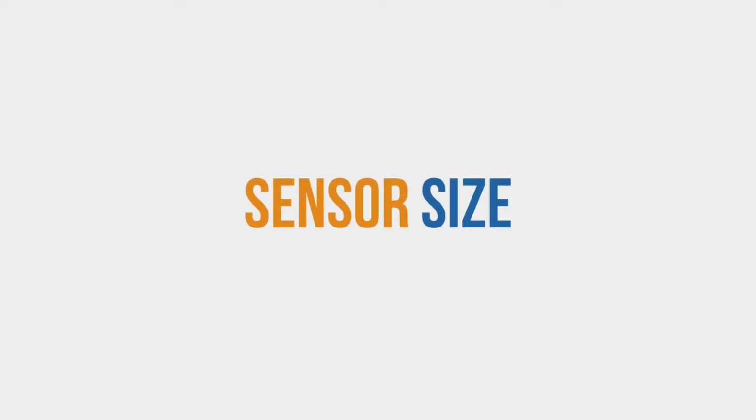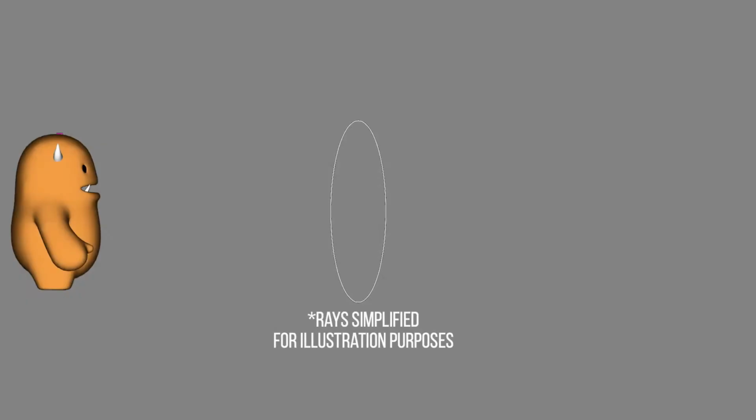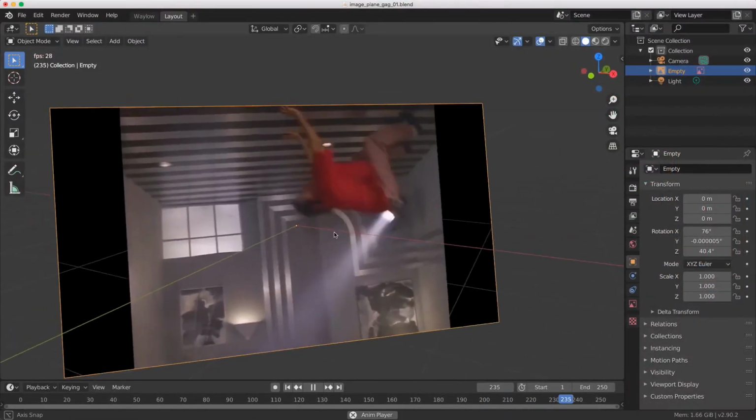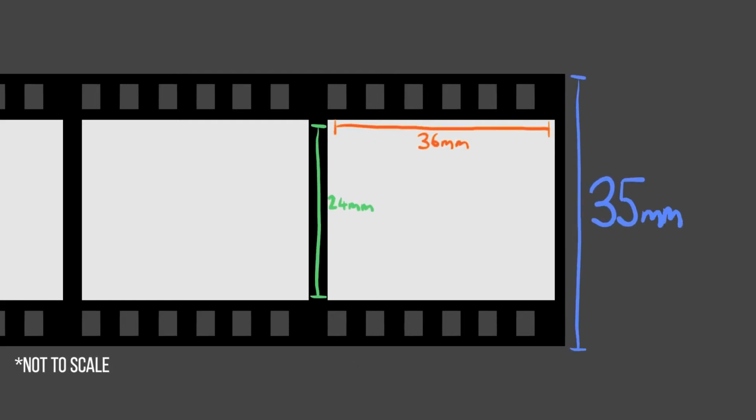Now, the sensor size is only something you need to worry about if you're trying to emulate a specific physical camera, but let me explain how it works. In a camera, the image is projected onto the sensor, which is also called an image plane, which is a different type of image plane than you're used to in 3D. Now, the default sensor size is based on the old 35mm frame size. It's also called full frame. This frame has a physical size of 36mm by 24mm, but the whole entire film strip is 35mm wide. That is where it gets the name from.